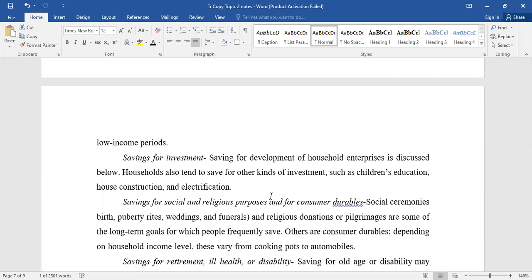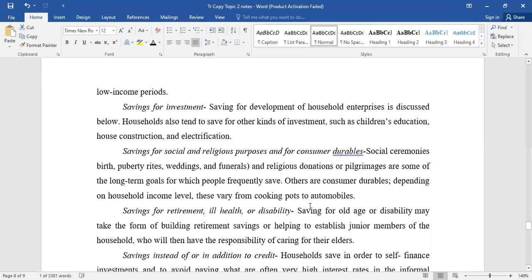Then savings for social and religious purposes, for consumer durables. You have those people who will keep this money waiting for these ceremonies. When people are going for circumcisions, weddings, funerals, name it, some will ensure that they have this money because they don't want to appear as if they had not organized themselves. Then savings for retirement, ill health, or disability.